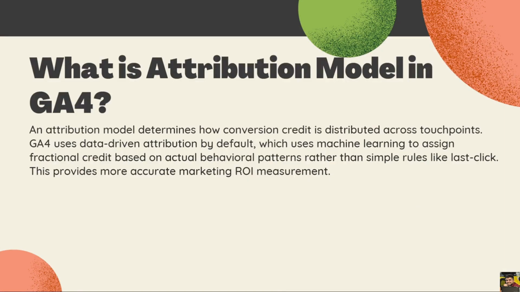What is an attribution model in GA4? An attribution model determines how conversion credit is distributed across touchpoints. GA4 uses data-driven attribution by default, which uses machine learning to assign fractional credit based on actual behavior patterns rather than just simple rules like last click. This provides more accurate marketing ROI measurement.